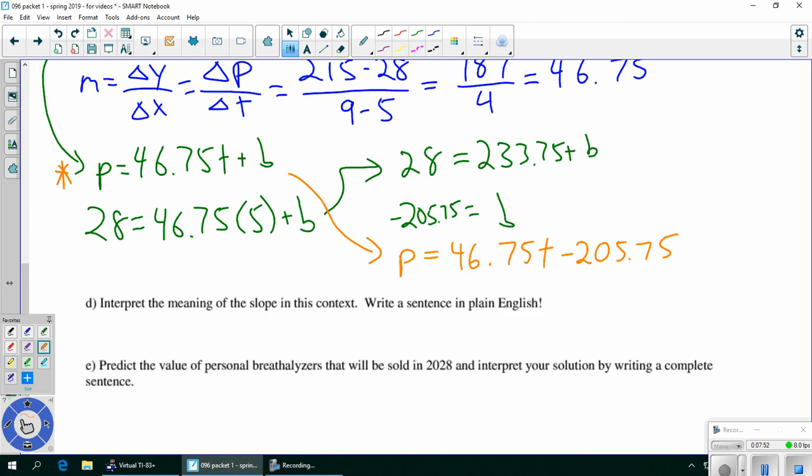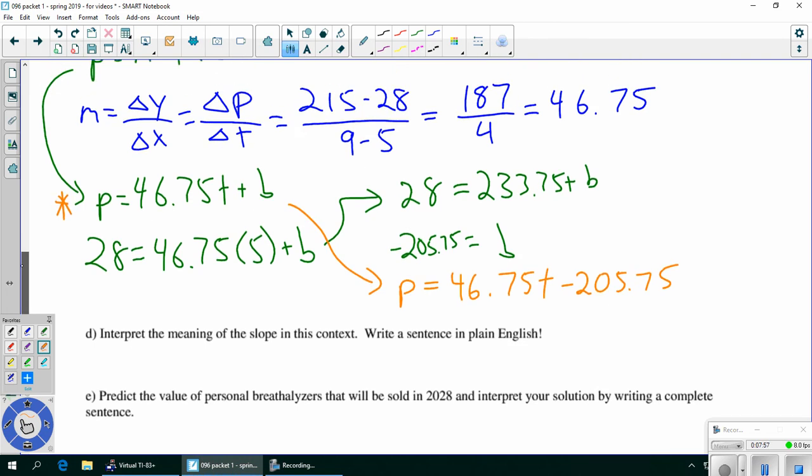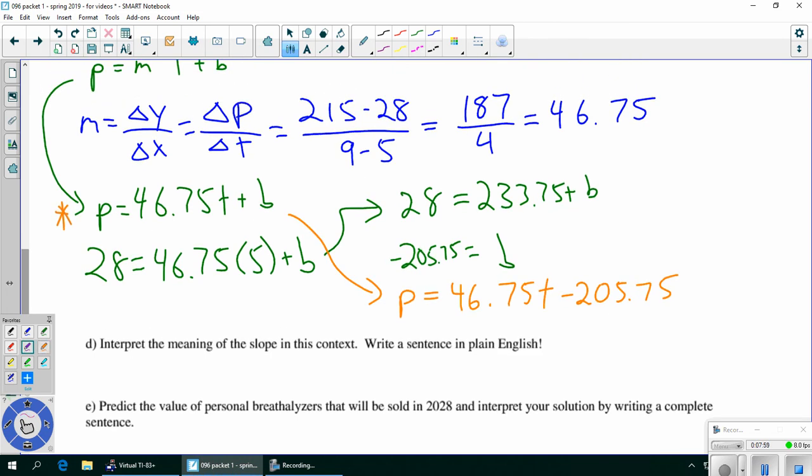Interpret the meaning of the slope in this context, write a sentence in plain English. So for slope interpretation, I always need to have some units. So let's write some units. Up on top was this delta P. What was that measured in? Well, that was the value of the personal breathalyzer market, which was millions of dollars. And then on the bottom was delta T, and that was measured in years. Technically years since 2000, but that part doesn't matter. It's just years when we subtract.